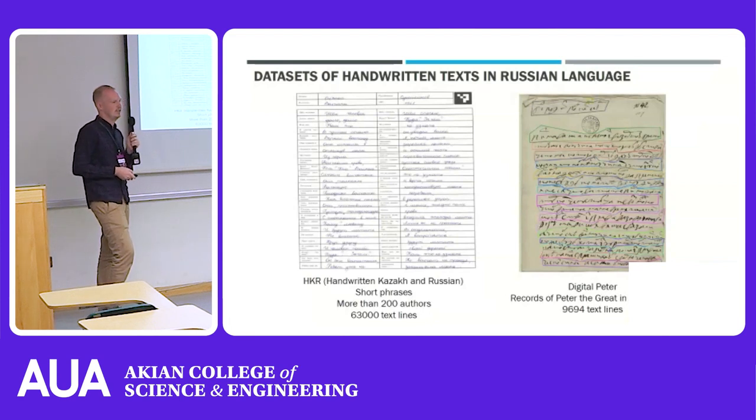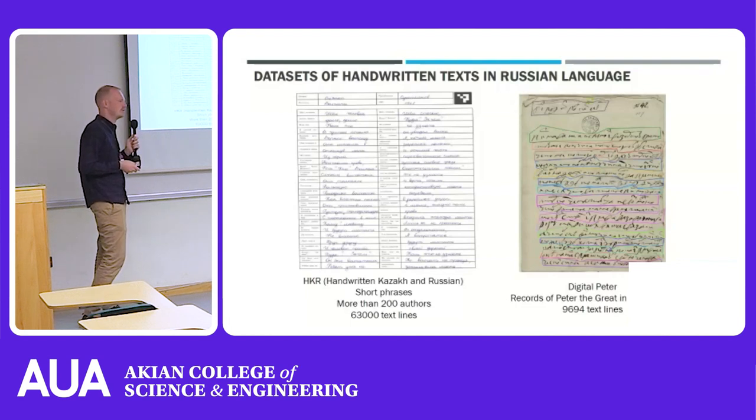And the problem with these tasks is that there is a lack of large-scale and general-purpose datasets of handwritten documents in Russian. There are some, of course, in English, maybe in other languages, but we have just several such datasets, and some of them are too simple. For example, handwritten Kazakh and Russian is too restricted in phrases, and its structure is just forms filled with predefined words, so it doesn't contain much diversity, and there is a problem.